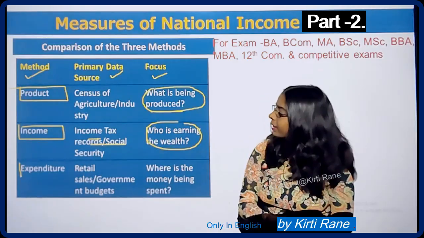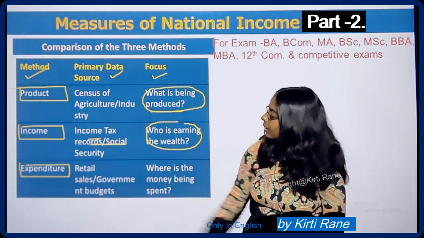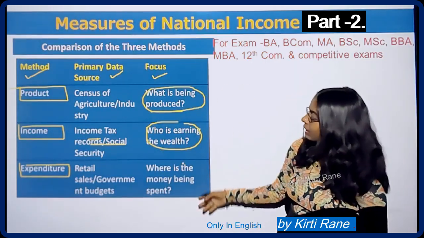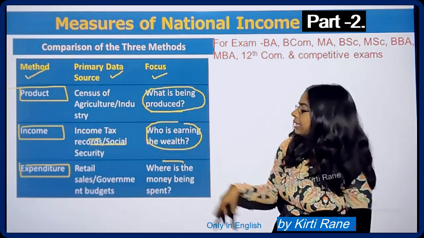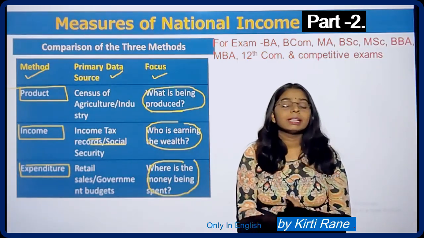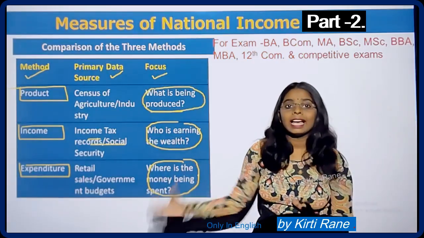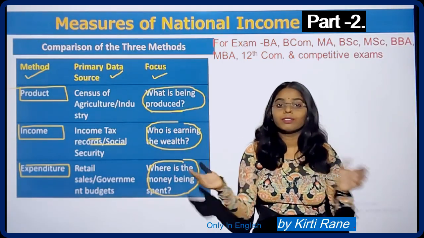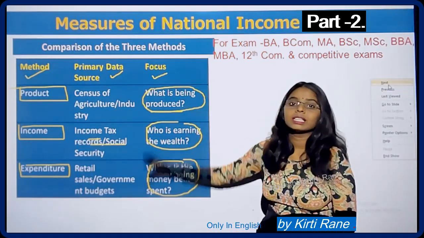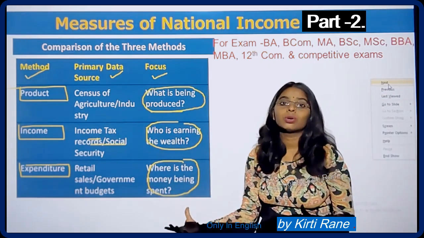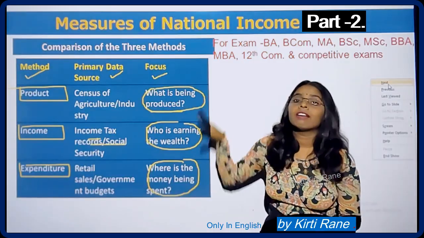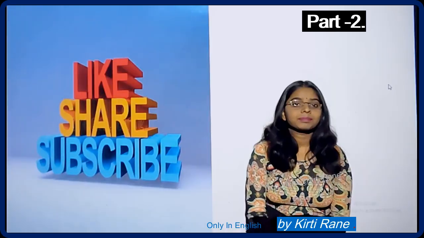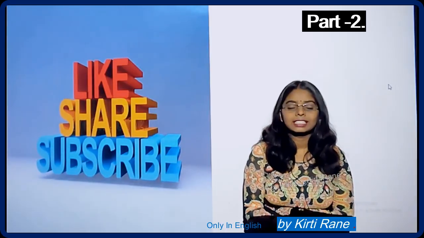Next is the expenditure method. What is its primary source of data? The retail sales or the government budgets. And what does it focus on? It focuses on where the money is actually being spent. Then we can identify the expenditure made, and therefore we can calculate the national income. So these were the three methods, the primary source from which they take their data and what exactly they focus on. With this, our topic, the measures of national income, has been completed.